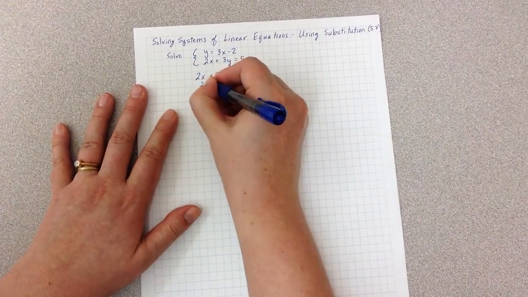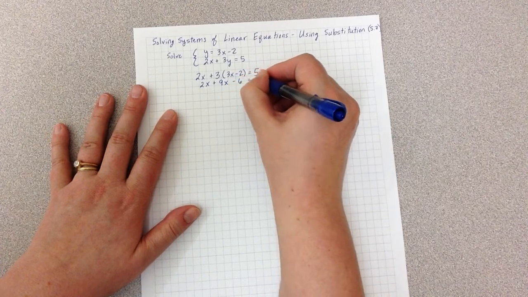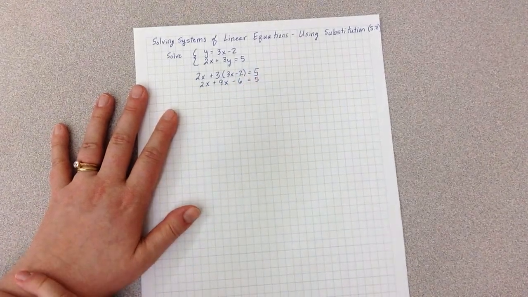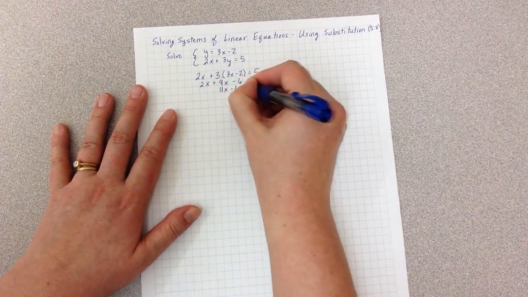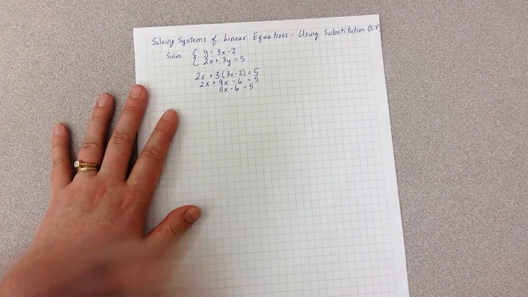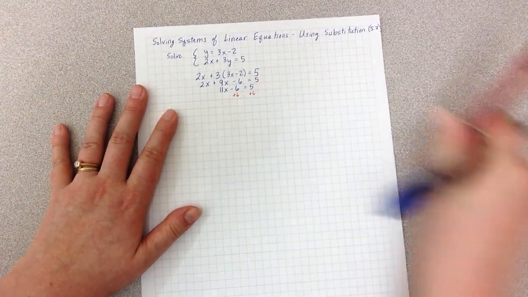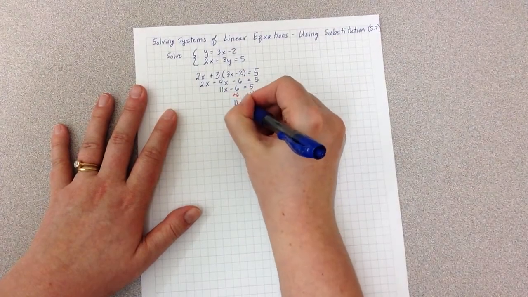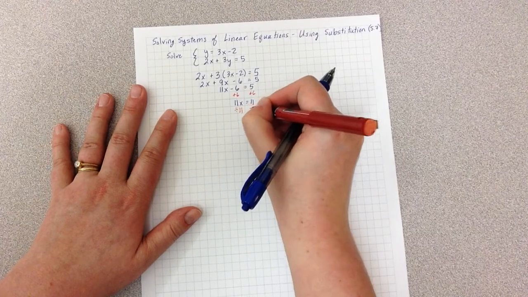I then solve this as we have solved all of the equations that have one variable. Distribute the 3. Combine like terms. Isolate the x by first adding 6 on both sides and then dividing by 11.